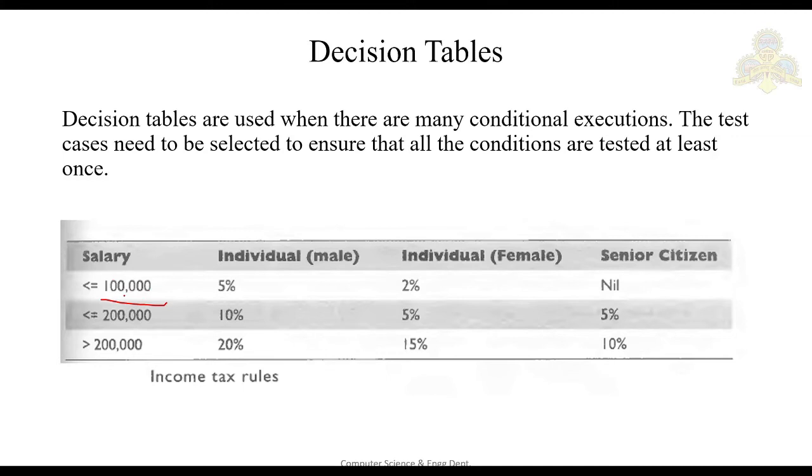So you need to use boundary value analysis to design these test cases. The boundary values for the salaries are 1 lakh and 2 lakh. So you give less than 1 lakh, equal to 1 lakh, equal to 2 lakh, and greater than 2 lakh. And if you consider the senior citizen here, suppose the senior citizen age is 65.